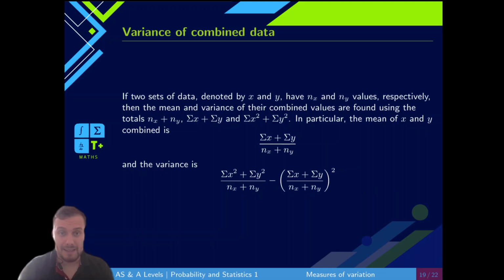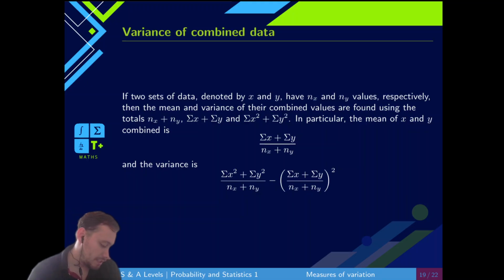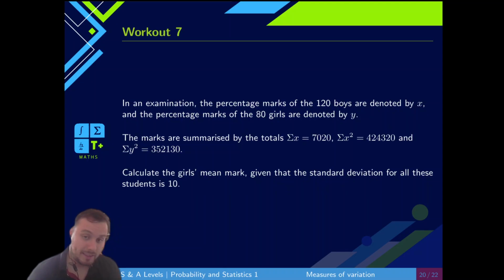And when we combine data, we have this very beautiful formula. The variance of x and y is the sum of the squares of x plus the sum of the squares of y, over the amount of values of x plus the amount of values of y, minus the mean squared. Again, sum of squares minus the mean squared. There's not much to do about it. It's essentially the same. So for example, let's take a look at this exercise.